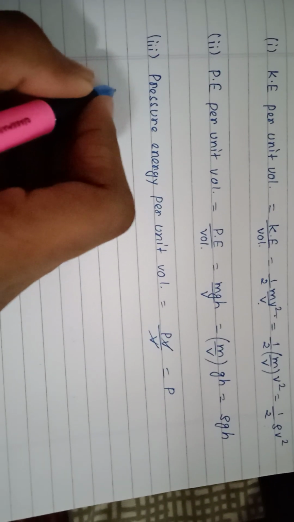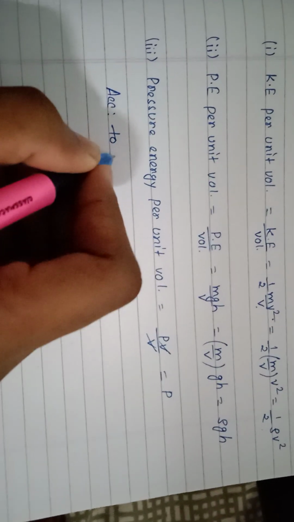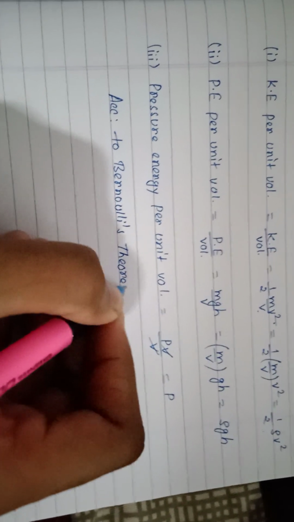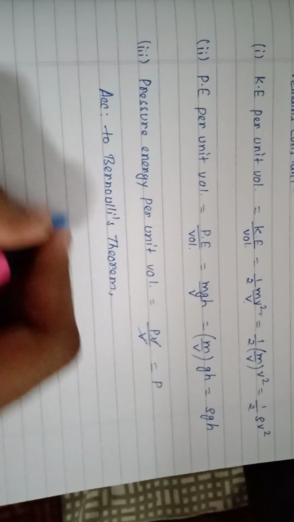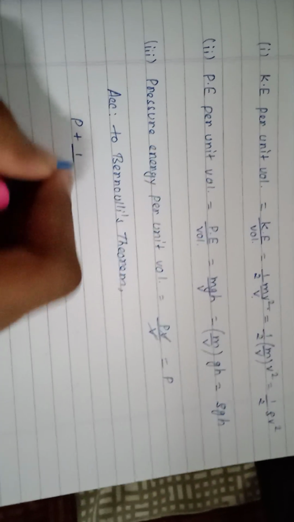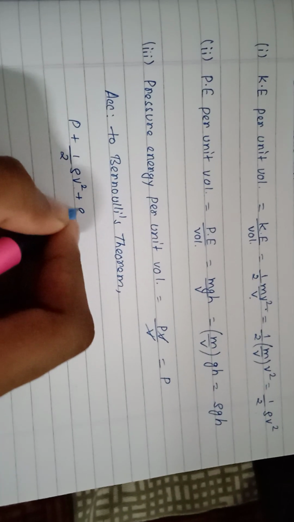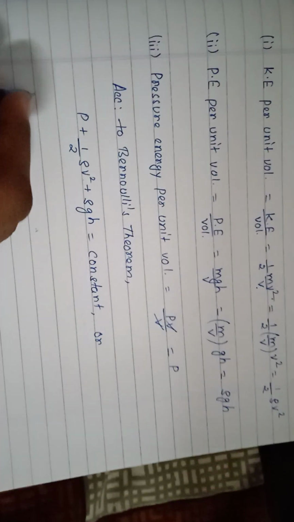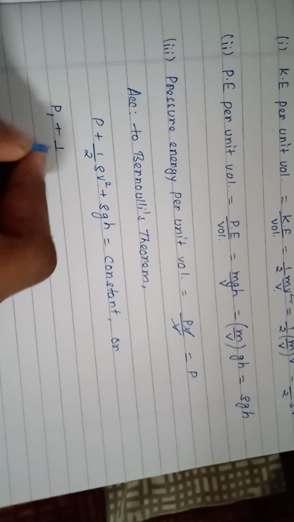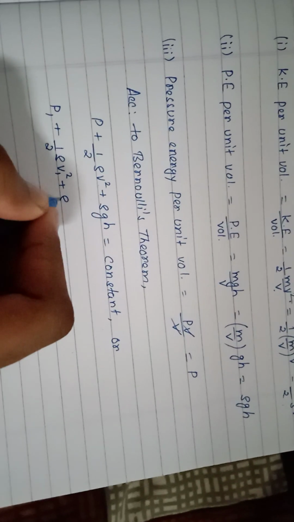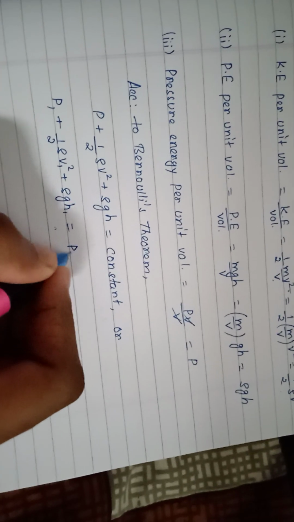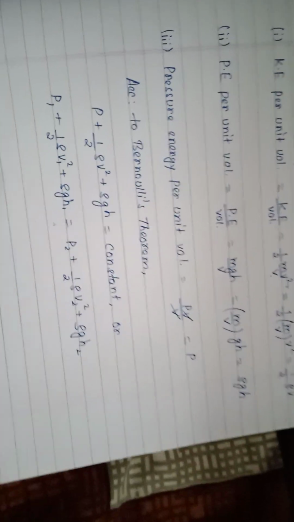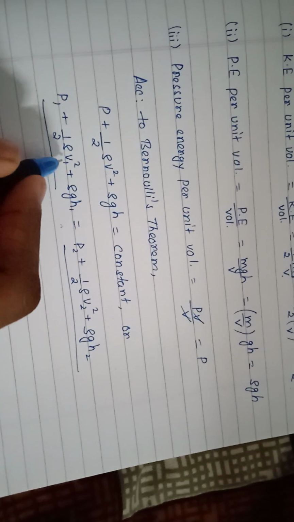According to Bernoulli's theorem, P plus half rho v square plus rho gh will be constant, or we can say that P1 plus half rho v1 square plus rho gh1 is equal to P2 plus half rho v2 square plus rho gh2. We have to prove this equal to this.